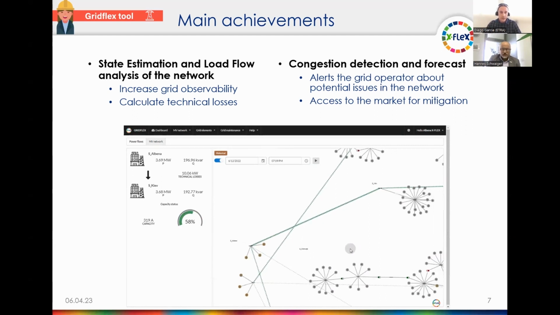Also, as a result of these algorithms, we have the congestion detection and forecast, which alerts the grid operator about the potential issues in the network, and is also the input that we use in order to go to the market. So we access the flexibility that's offered in the market, in MarketFlex, and try to find the flexible sources in the network that can mitigate these detected or forecasted issues.